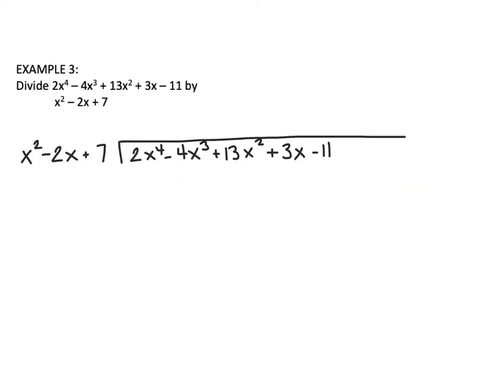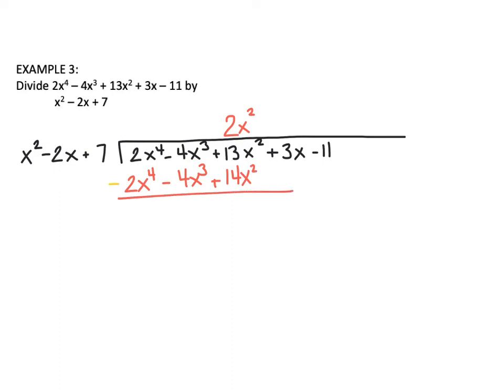The final one, we're going to be dividing by a trinomial. I make sure in my dividend that I do not have any missing terms. I also check the same in my divisor. All right, so we're going to do 2x to the 4th divided by x squared. That's going to go in 2x squared times. So I'm going to put that directly above this term. And now I'm going to multiply 2x squared times the divisor, producing 2x to the 4th minus 4x cubed plus 14x squared.